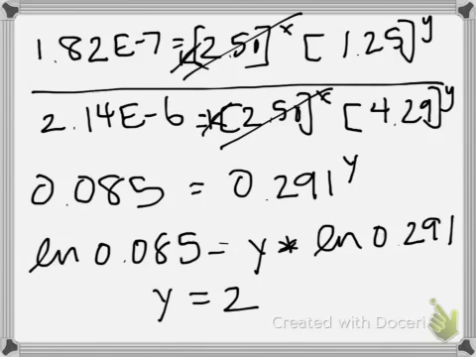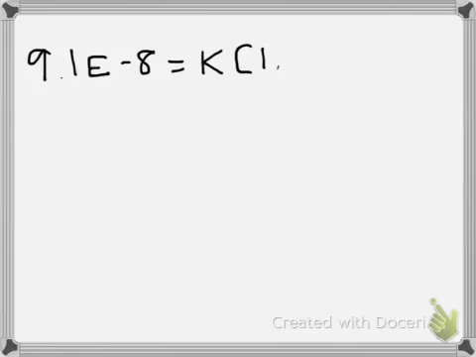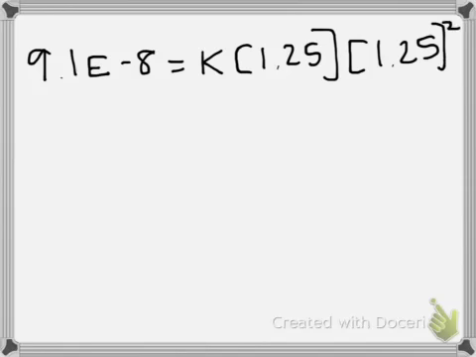I now need to find the magnitude of K. I'm going to do that on the next slide. So I'm going to choose a single experiment to do this. The single experiment I'll choose, let's say, is experiment 1. So here I know the rate, when I mix those concentrations together, is 9.1 times 10 to the minus 8. And I know that K is going to equal the concentration of A, 1.25, raised to the first power, times the concentration of B, raised to the second power. That's putting in the value of X and the value of Y.